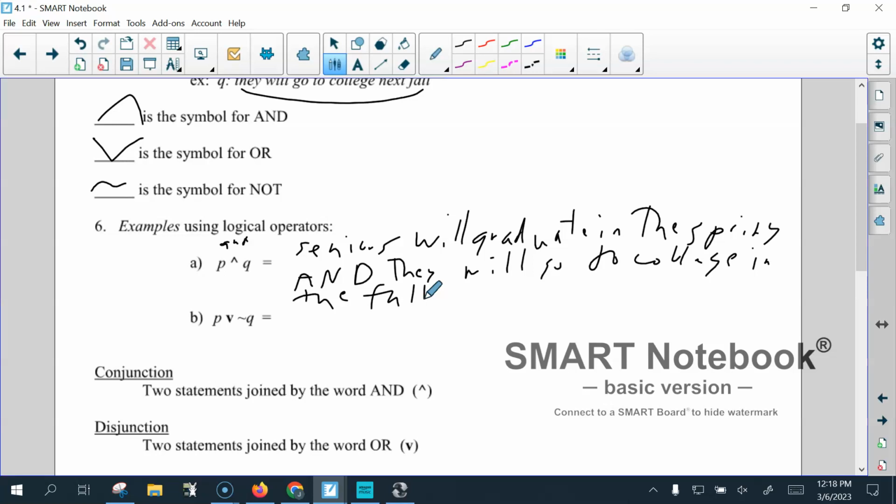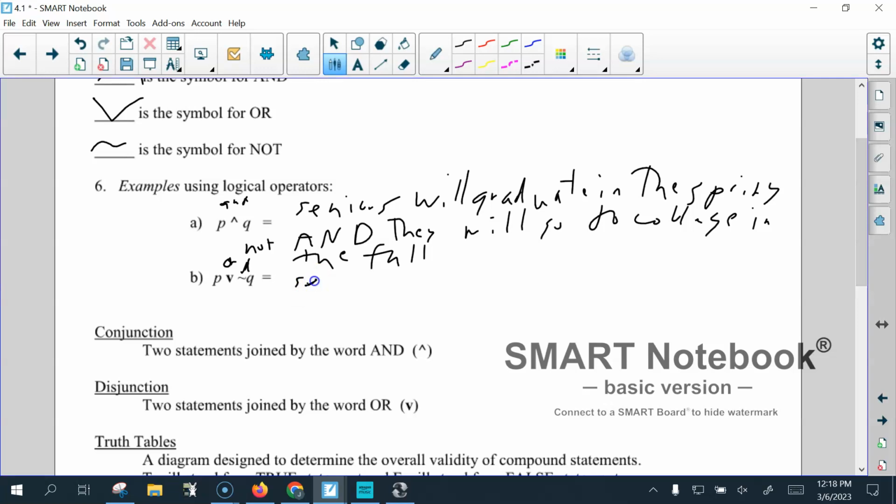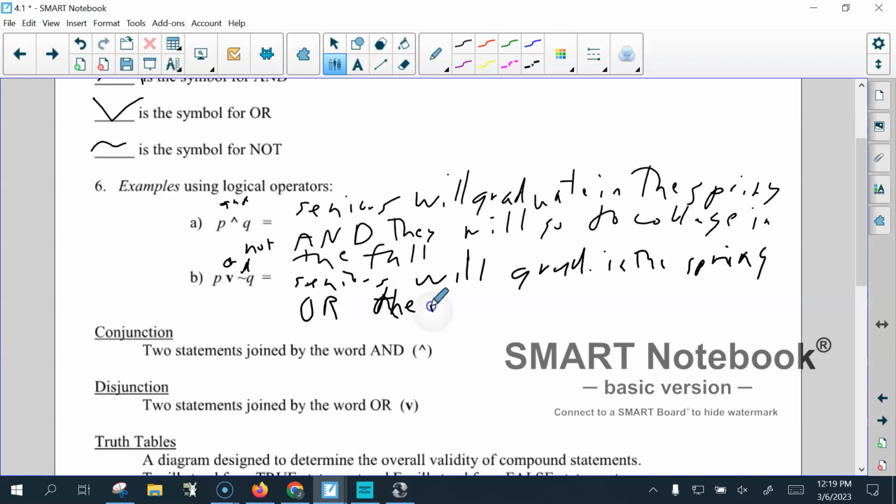All right? Now, P, then that's kind of a V, and then the tilde. So remember, this means or, and this means not, the tilde. Okay? So we're going to start off repeating what we already said. Seniors will graduate in the spring. I'm going to abbreviate that. In the spring. Or they will not go to college in the fall. So we're really just breaking it down, and whatever we see, we're writing. And then we fill in the symbols of the appropriate words where we have them.